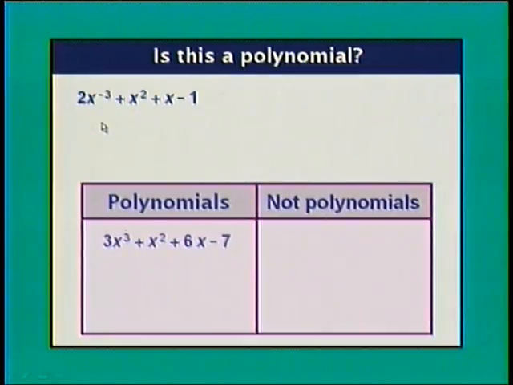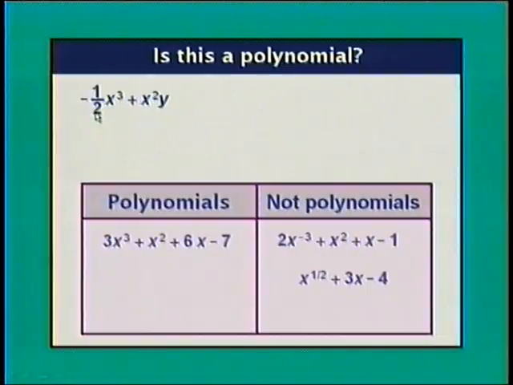What about 2x to the negative 3 plus x squared plus x minus 1? Well, you should recognize quickly that this is not a polynomial because of this exponent of negative 3. Negative 3 is not a whole number. What about x to the 1/2 plus 3x minus 4? Again, you should quickly recognize this is not a polynomial because 1/2 as an exponent is not a whole number.